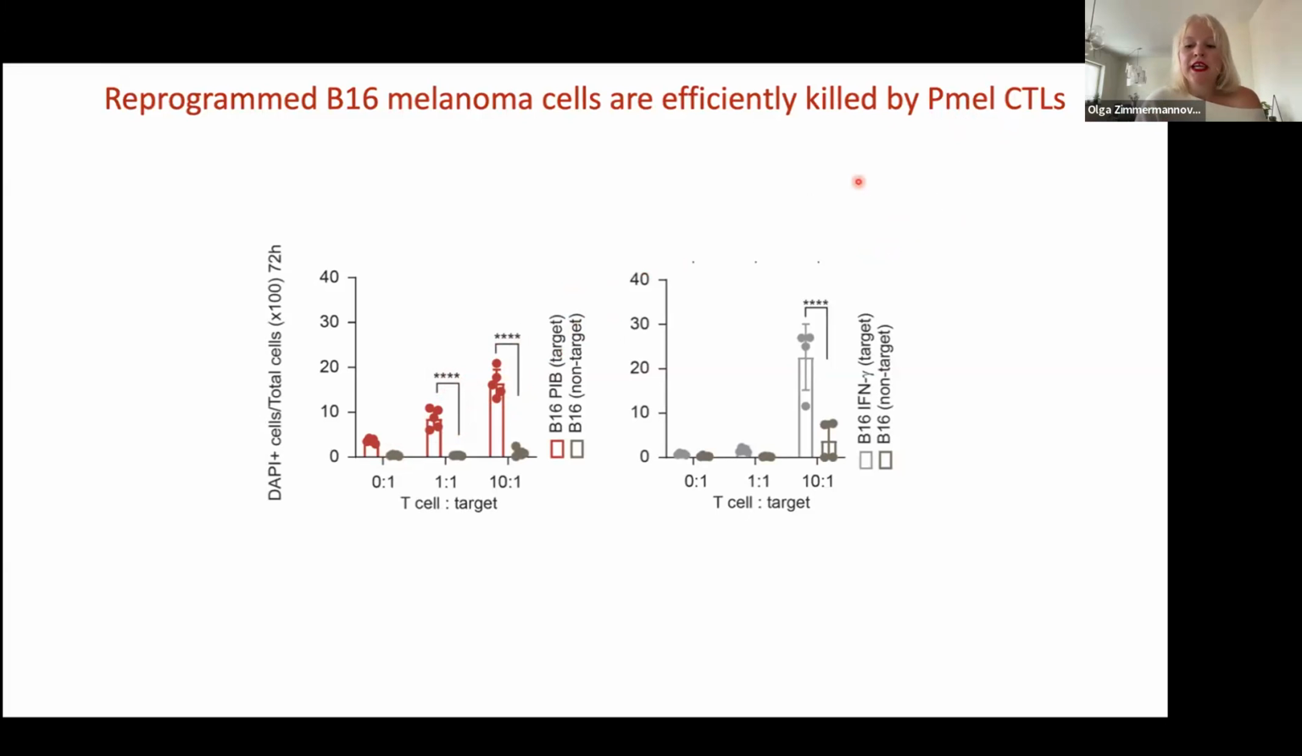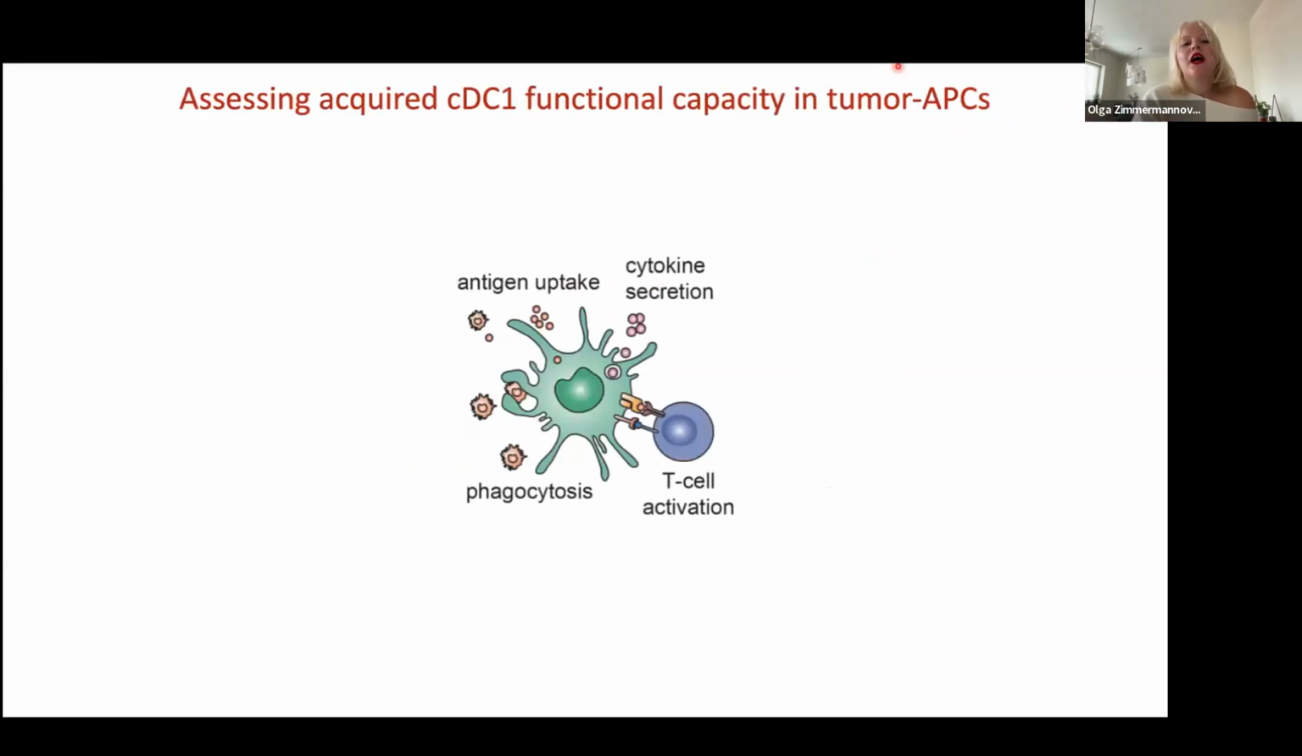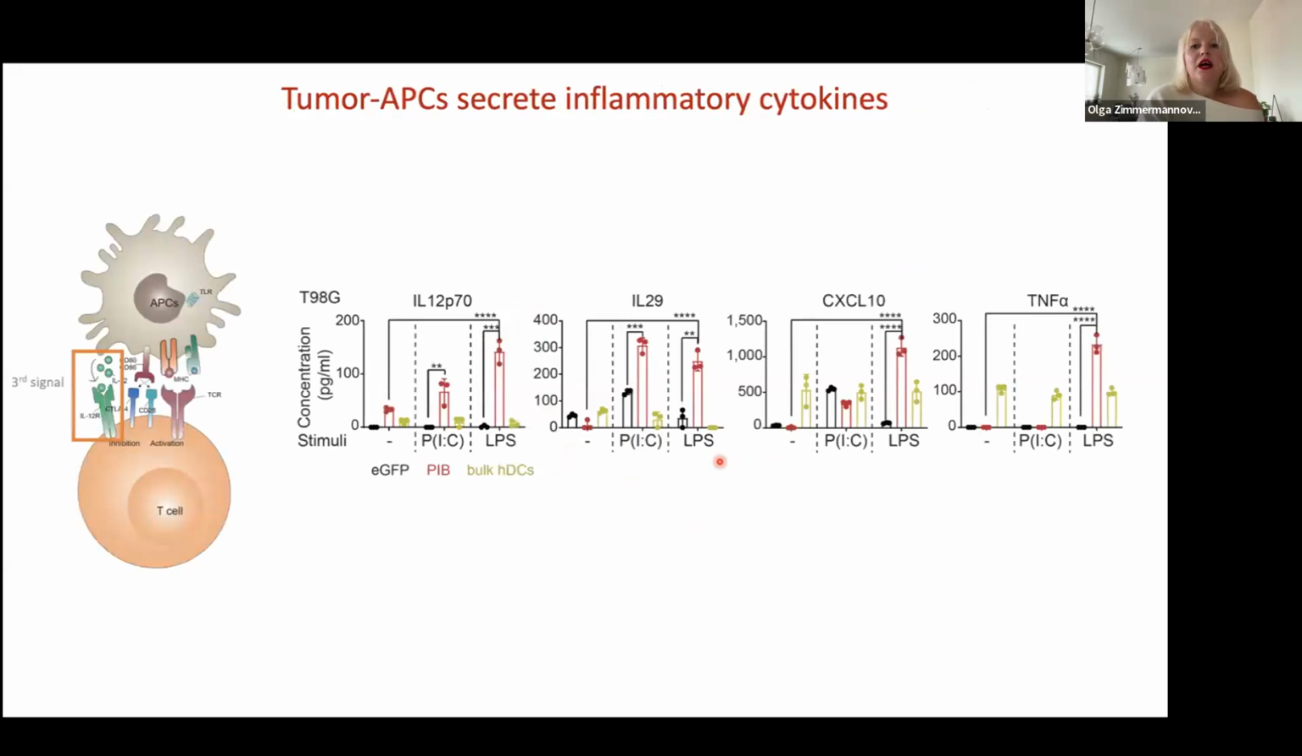that tumor APCs can really present and cross-present tumor antigens. Altogether, we showed that tumor APCs are activating antigen presentation and that they are becoming very immunogenic. But we also wanted to investigate, because this is reprogramming into cDC1s, whether they acquire other functions typical for natural type 1 dendritic cells. To this end, we showed that reprogrammed cancer cells responded to TLR stimulation, and then they secreted pro-inflammatory cytokines, including IL-12, IL-29, CXCL10, or TNF-alpha, which then further contribute to the global anti-cancer immune responses.